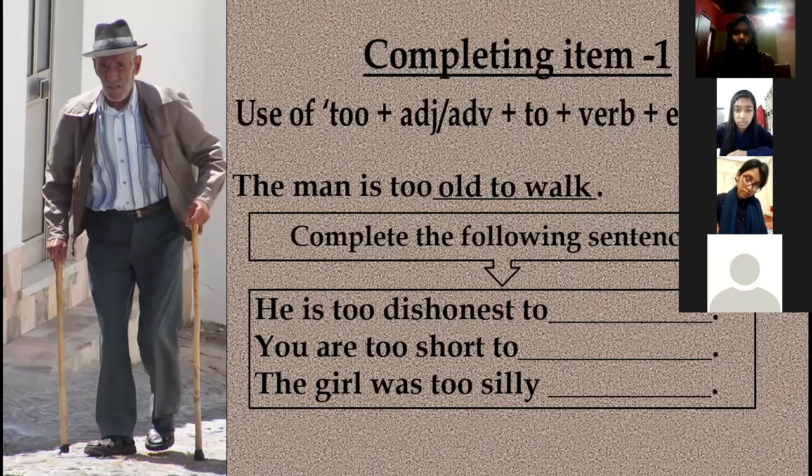You are too short to touch the ceiling. The girl was too silly. Who will solve this? Anybody can solve it. The girl was too silly that she couldn't open the camera. You cannot use that there. You can see the structure.